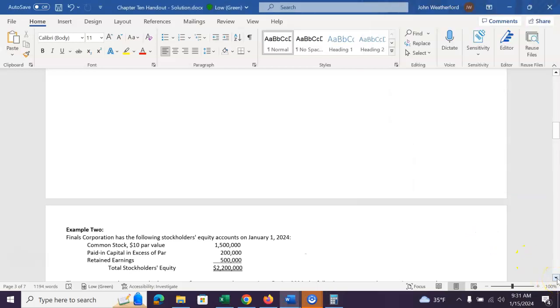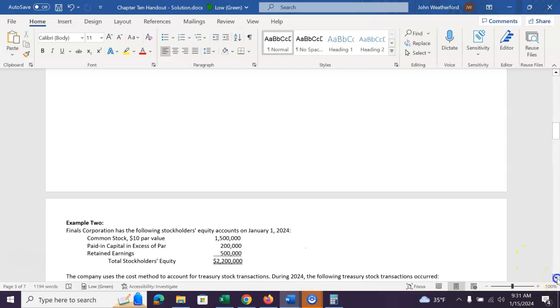And now we've got some transactions that occurred during the year they're going to want us to record. So the company uses the cost method to account for treasury stock transactions. During 2024, the following treasury stock transactions occurred. Okay, first let's talk about what is treasury stock. Well, that's when the corporation, in this case Finals Corporation, goes out into the open market and purchases some of their own shares that have already been issued.